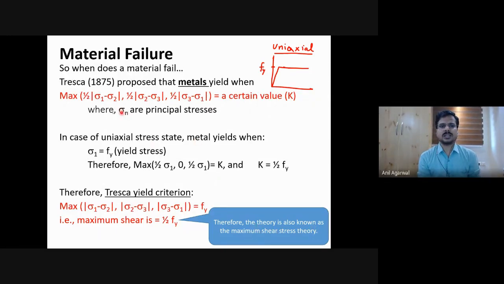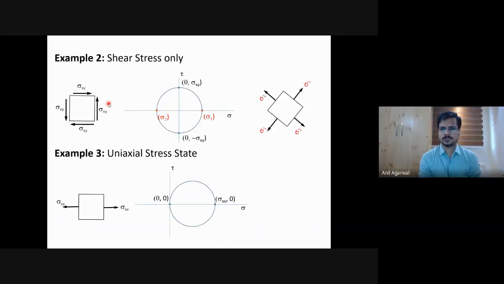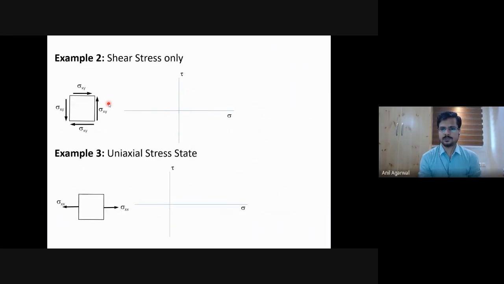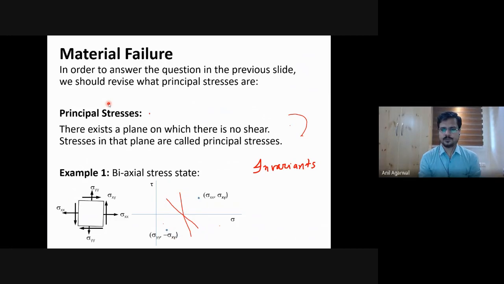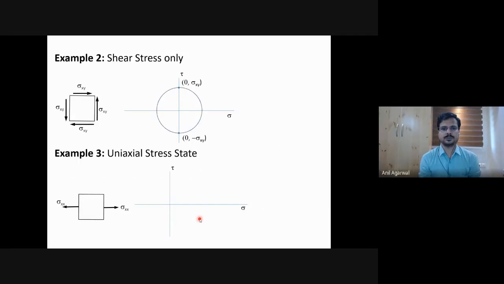So what the theory basically says is that, you know the principal stresses sigma 1 and sigma 2. The difference between sigma 1 and sigma 2, the two principal stresses, is twice the maximum shear stress, right? That is the diameter of the Mohr circle. So the maximum shear stress is half of the difference between sigma 1 and sigma 2.